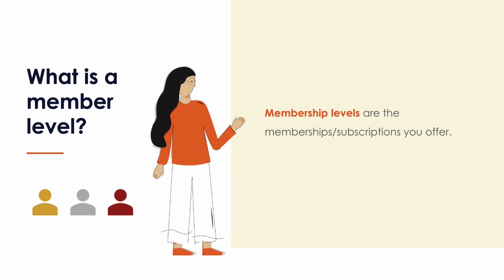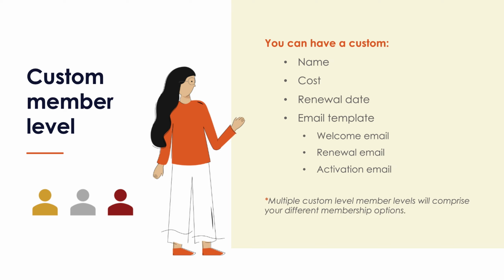I mentioned membership levels a few times. Those are basically the different types of membership or subscriptions that you offer. Bronze, silver, gold is a good example. Maybe you have different permissions for bronze members, but silver members get access to a few different things and it's a little bit more money. Basically, you can set up as many different options that you need in Wild Apricot, and they have all of the options for privacy and different emails that I mentioned earlier. You'll be able to customize the name, the cost, the renewal date, and all of those welcome emails too.